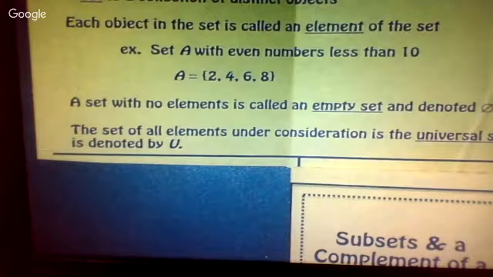Okay. A set that contains every element that is there is considered the universal set. And that's denoted by U. It stands for universal. Okay. So these are just some of the vocabulary terms you may see in this section.